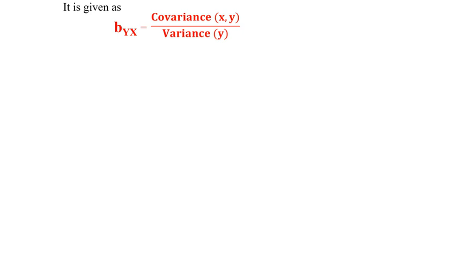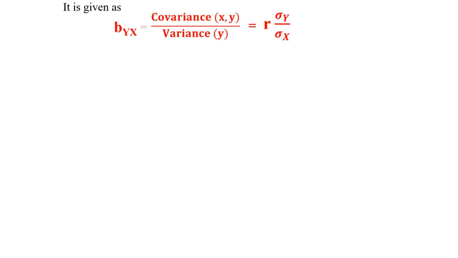So covariance we have already discussed in the correlation chapter. It can be simplified as R into standard deviation of y divided by standard deviation of x. R means here Karl Pearson's coefficient of correlation between x and y variables. Observe how the formula is written. Standard deviation of y is in the numerator and standard deviation of x is in the denominator. So R is multiplied with that.